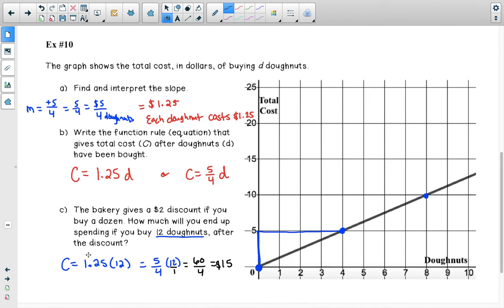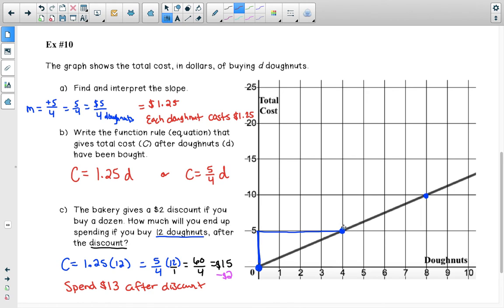But we're going to get a $2 discount. So we also need to think about the discount. So in order to get that discount, we're going to spend the $15, but then subtract $2 for the discount. So we will spend $13 after the discount. If this graph had kept going, we would have seen that at 12 donuts, it would have hit the 15 mark. But because they're given a discount, we don't actually have to spend the 15, we only have to spend the $13.